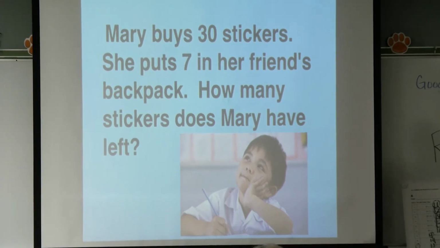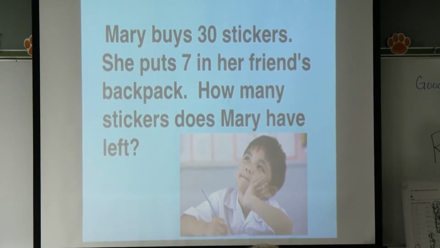Mary. So Mary buys 30 stickers. She puts 7 in her friend's backpack. How many stickers does Mary have left? So what I would do is write that on the board. I usually have it written before the kiddos come in. That was our sentence. And I would do it together with them the first several times.